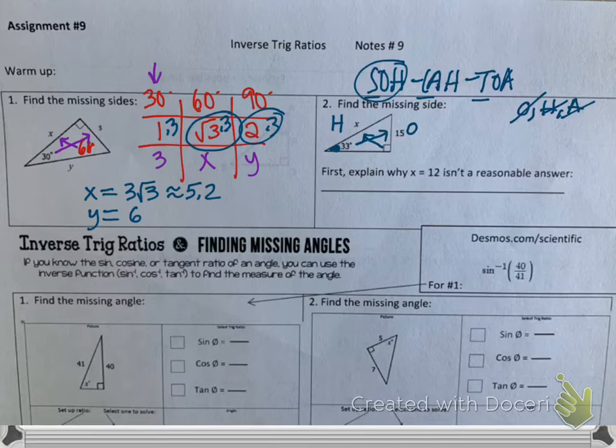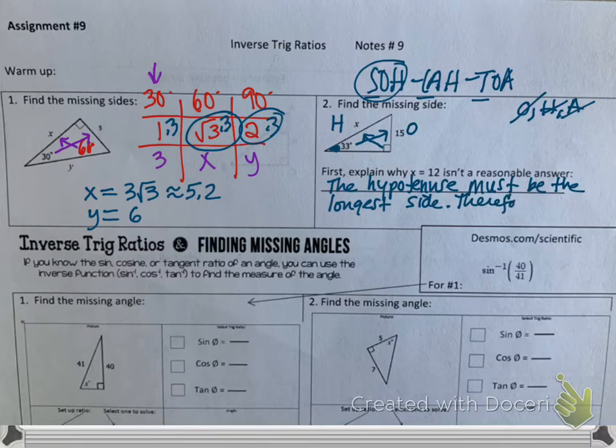Before I continue, it says, how come the value of x cannot be a 12? If I look at my picture, x, what I'm trying to find, is the hypotenuse. That has to be the longest side, and the only other value I have is a 15. So I know that 12 is not reasonable because it has to be larger than 15 since we're trying to find the hypotenuse. So the hypotenuse must be the longest side. Therefore, my value should be larger than 15.